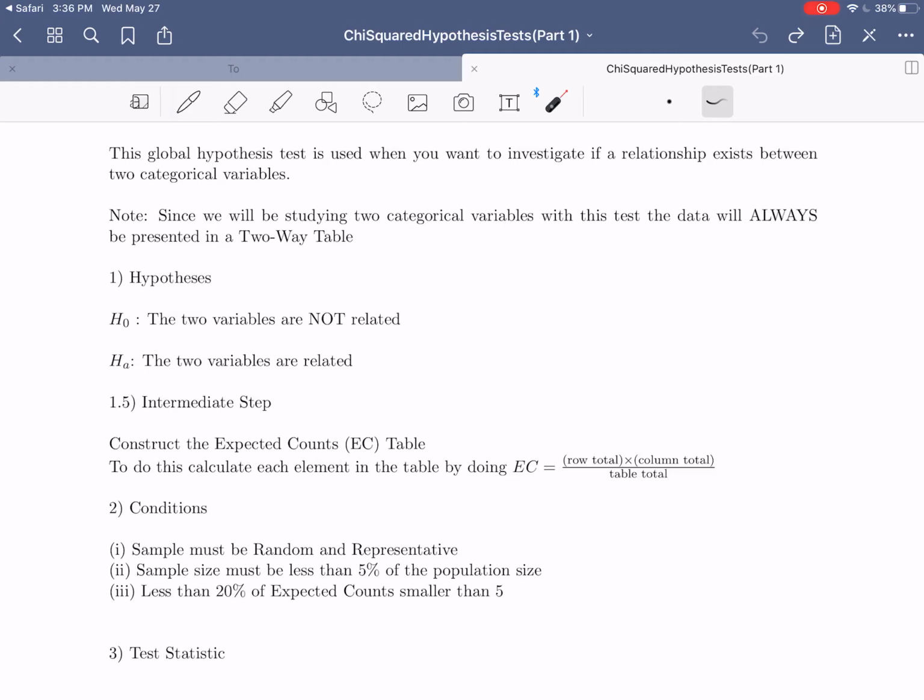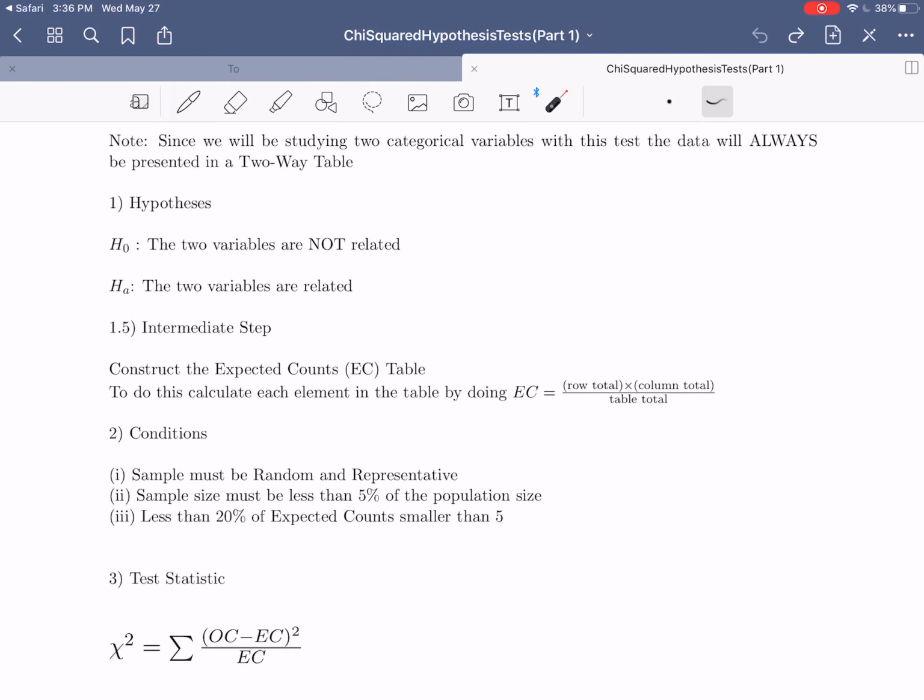Now, this chi-squared procedure does have a little bit of an intermediate step. This intermediate step is what's called constructing the expected counts table. Whenever we're talking about the expected counts, we're going to use the abbreviation EC. When you're constructing this expected counts table, you're going to be using this formula.